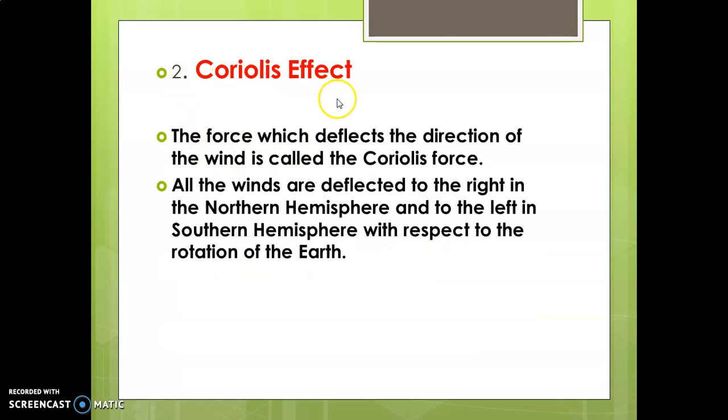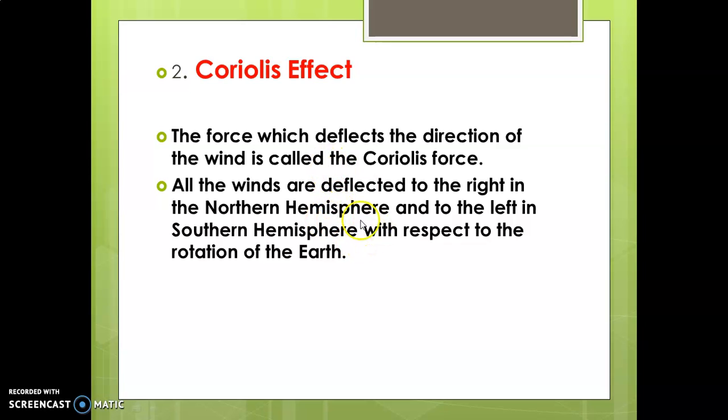Last is the Coriolis effect. What do you mean by Coriolis effect? As I have told you, when the earth rotates west to east, due to the rotation a force will generate, and this force is called Coriolis force. And due to Coriolis force, the wind is deflected right in the northern hemisphere and left in the southern hemisphere.